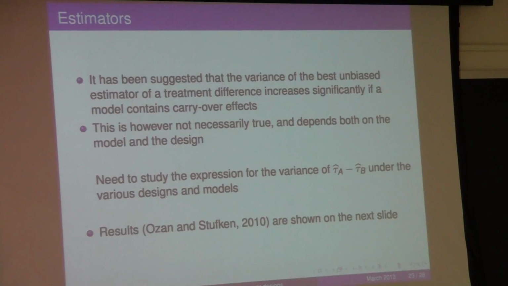So I wanted to come back to this issue that I mentioned early on, that people have suggested that if you use a model that has carryover effects in it, you pay a price for that in terms of the variance expression for the estimator of tau A minus tau B. The variance goes up. This is what people have said. And I wanted to show you that that's sometimes true and sometimes not true. This is work that I did with a former student, Oscar, published in Statistics in Medicine.